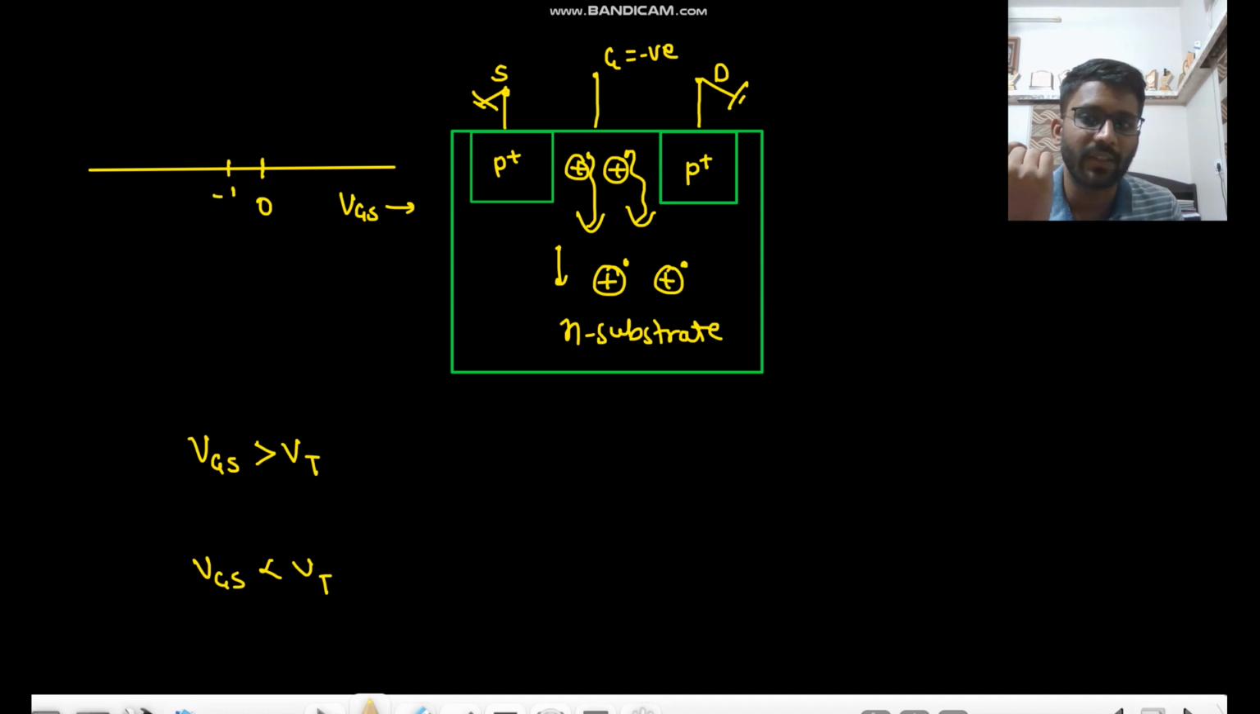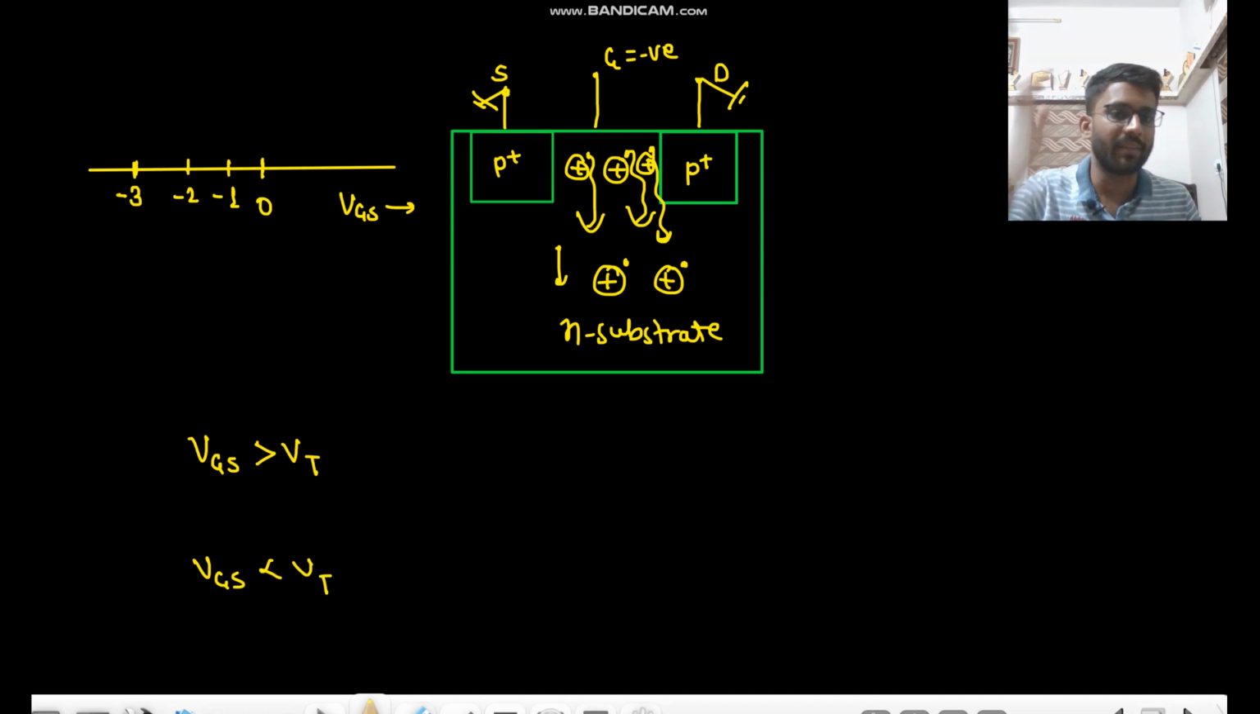Let us assume we are applying -1. At -1 this much layer is formed. If we are applying -2, then these electrons also go, so this layer is formed. If we are giving it more negative value, it is making the channel, and that will be good for us, right? So if there is some threshold voltage, let us assume this is -3. At -3 we are having a channel of holes, not electrons, because negative charge will attract the holes and repel the electrons.